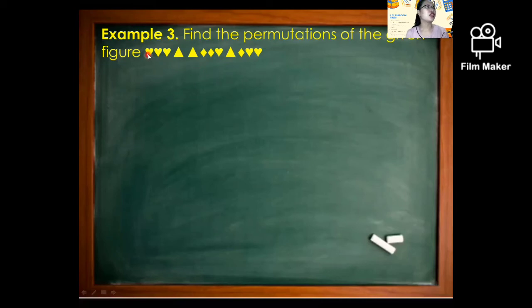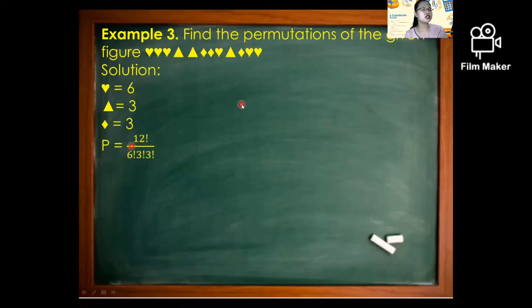Ilan lahat yung figure na meron tayo? We have here 3, 5, 7, 8, 9, 10, 11, 12. So, meron tayong 12 na figures. So, ang N natin is 12. So, meron tayong 6 na heart, 3 triangles, and 3 diamonds. So, ang distinguishable permutation na meron tayo is equal to 12 factorial over 6 factorial, 3 factorial, and 3 factorial. Bakit ganon? Kasi meron tayong 6 na heart, that is 6 factorial. Meron tayong 3 triangles at 3 diamonds.